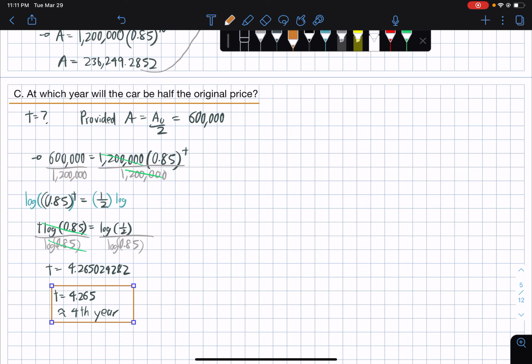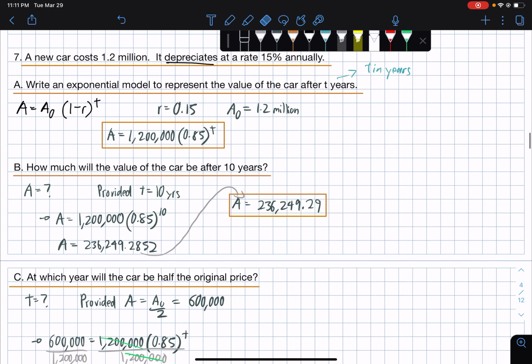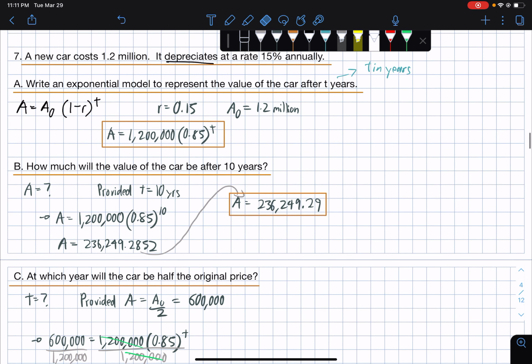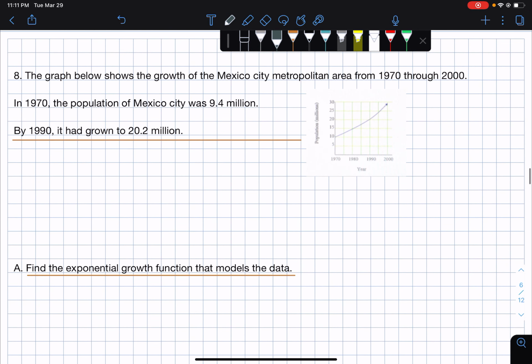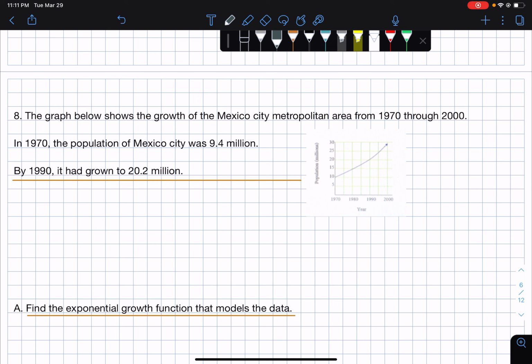So yeah, that's it. I suppose that's it for number 7. Everything is answered pretty well. Let's go to number 8. The graph below shows the growth of the Mexico City metropolitan area from the year 1970 through the year 2000. In 1970, the population of Mexico City was 9.4 million. By 1990, it's 20.2 million.